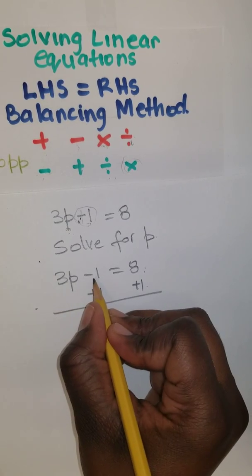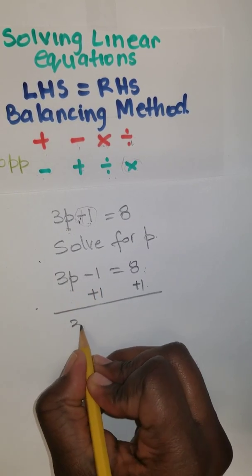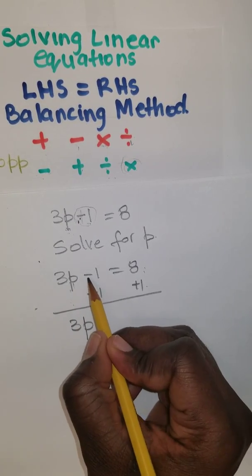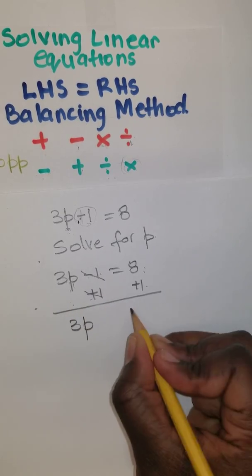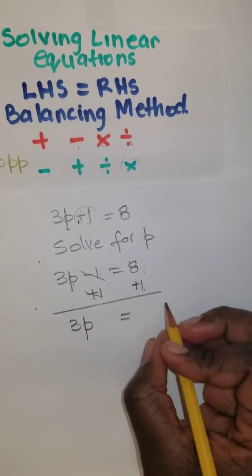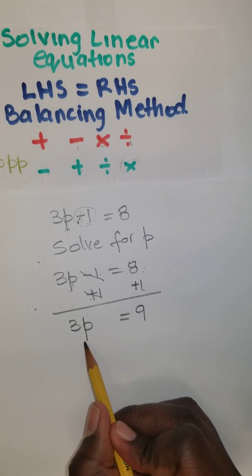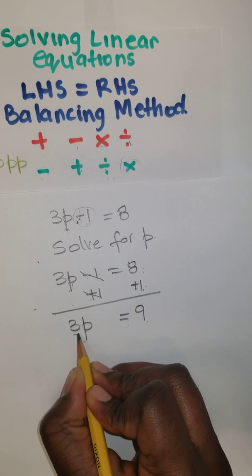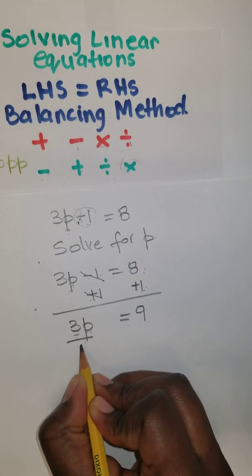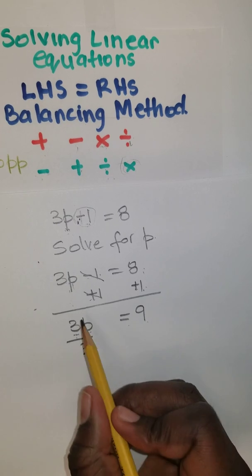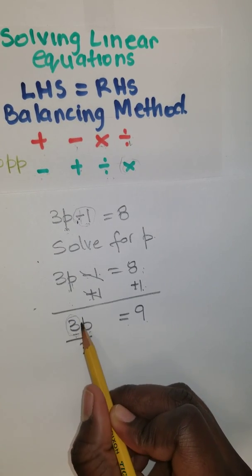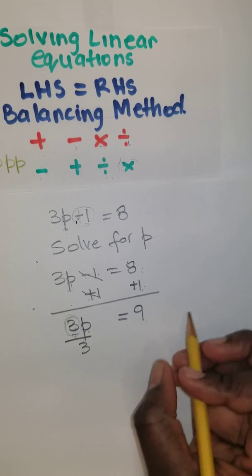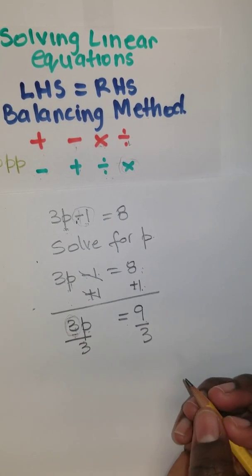So 3p remains. 3p has nothing to cancel, so you just write it back. Negative 1 plus 1 cancels, and 8 plus 1 gives us 9. Now 3p is equal to 9. We want to find the value of p, but these two are multiplying. So we have to do the opposite operation, which is division. We divide by the coefficient of p, which is 3. Divide by 3 on both sides to balance the equation.